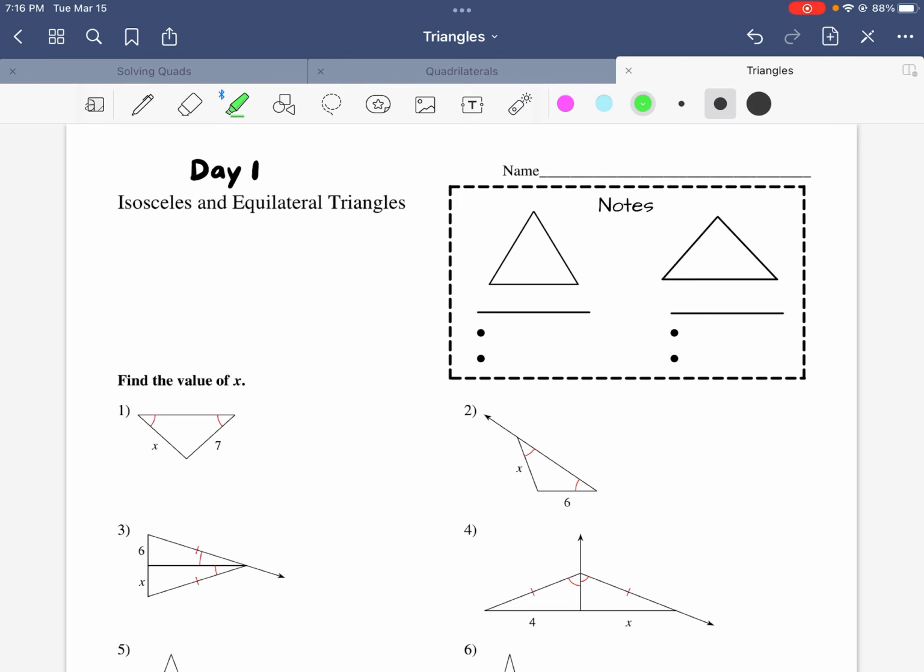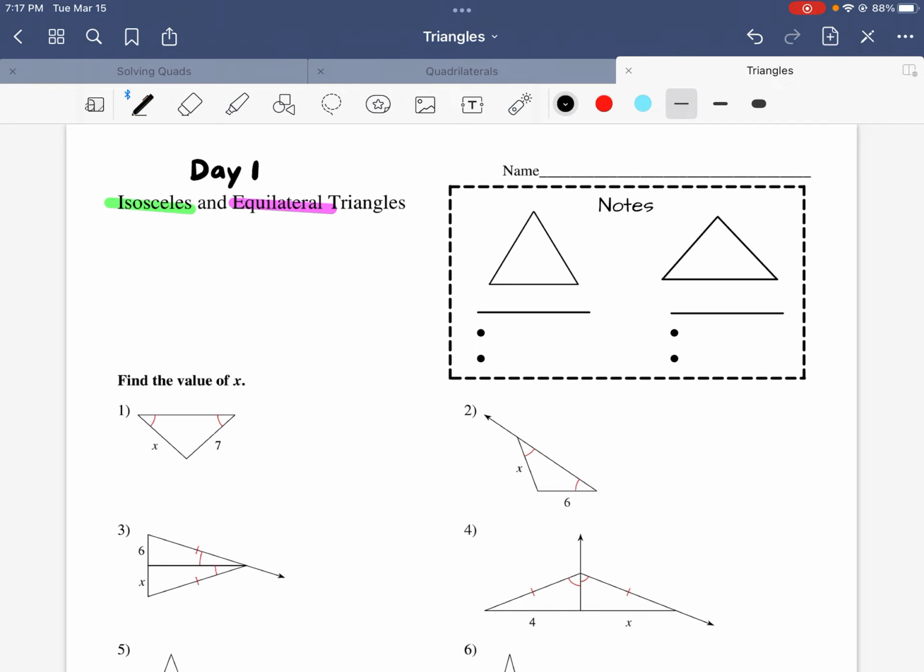Today we're going to be going over some review. So hopefully back in elementary school you learned that there were different types of triangles. Spoiler, there's 3 different types of triangles. But today we're going to be focusing on just 2. The first one is isosceles triangles and the second one is equilateral triangles.